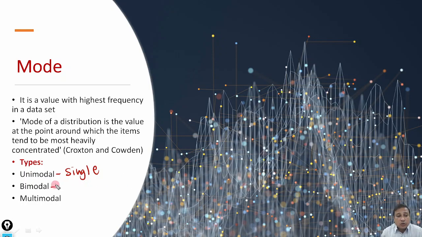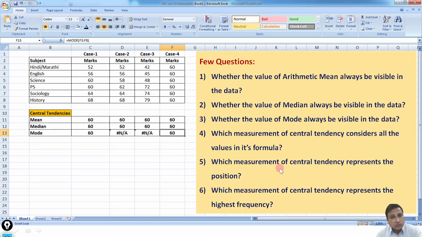If you are getting two values having the same highest frequency, then that is known as bimodal. And if we are getting more than two values having the same highest frequency, then that is known as multimodal. Then we already discussed a few important questions, and we tried to answer all these questions in the previous lecture.